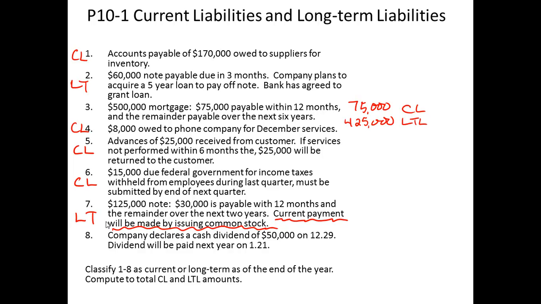And finally, company declared a cash dividend of $50,000 on December 29th. The dividend will be paid next year on January 21st. Now notice that January 21st is within the month. Many students will say, oh, that's long term because it's due next year. But the next year is less than 30 days from now. So thus, it's a current liability.